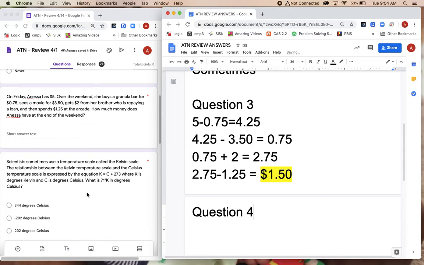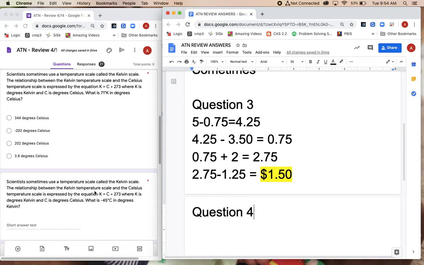Question 4. All the Kelvin questions. I know these were worded maybe too much, but pick it apart. What you really need to know is that K is equal to C plus 273 degrees, right? That is the equation that converts Celsius into kelvins, right? So that's all you need to know.